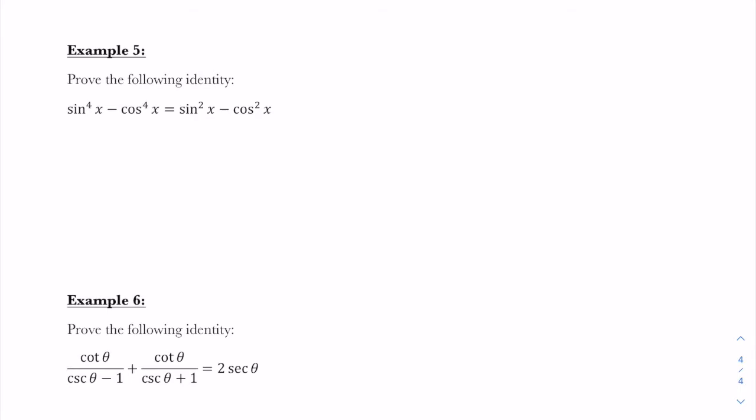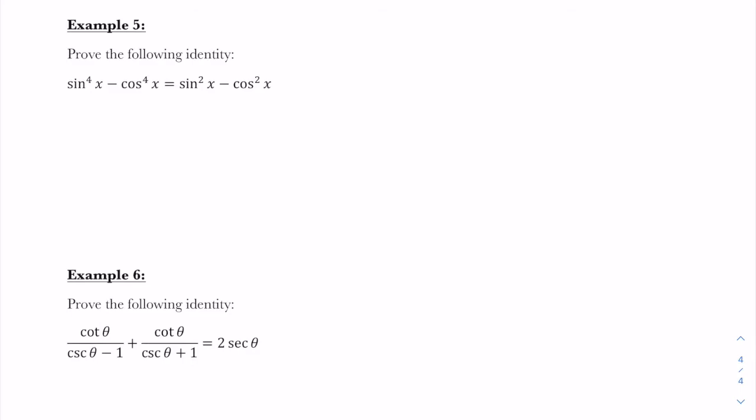All right, example 5. So we have to show that sine x to the exponent 4 take away cosine x to the exponent 4 equals sine squared x take away cos squared x. Let's start with the more difficult side, which I think you'll agree is the left side. Okay, so now we're subtracting two expressions. And where have you seen something like this before? You've seen something like this when you were factoring. Do you remember a difference of squares?